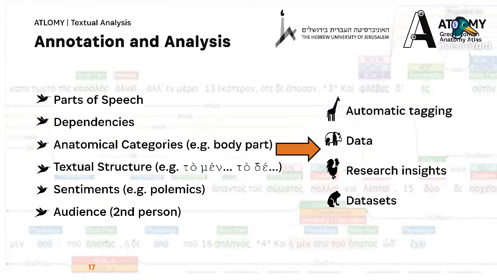For instance, is it a body part or is it a description of a part, a quality? Things to do with textual structure, various sentiments in the text, or where the second person is used in our text. And this is giving us quite a lot of information, a lot of data that we can share with others, also for annotating ancient Greek or ancient languages, understanding various insights about our material.